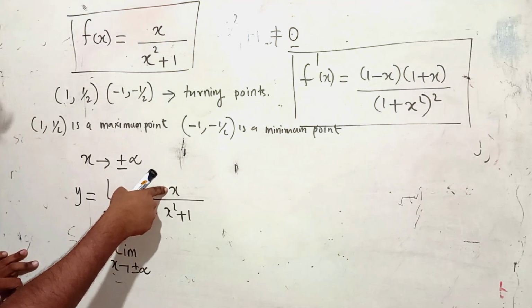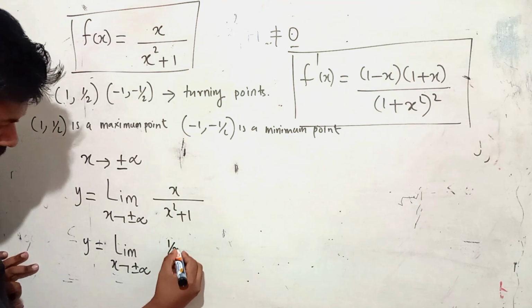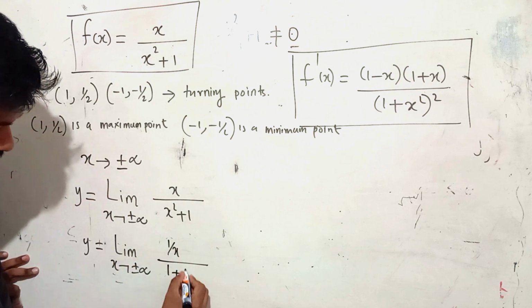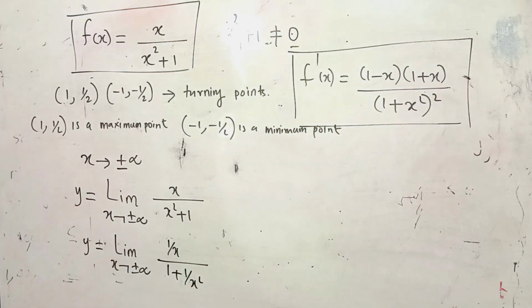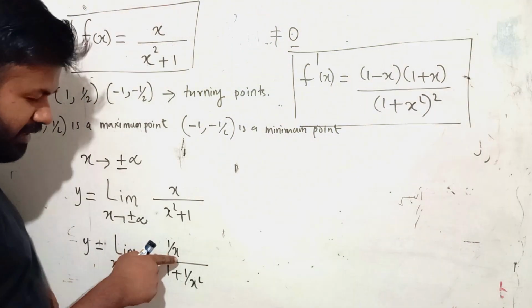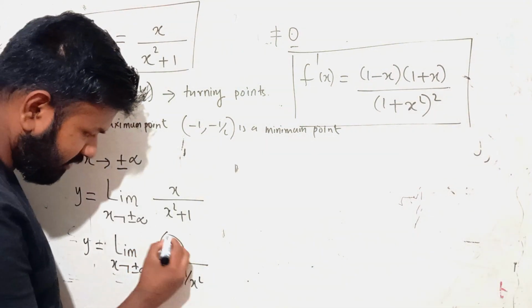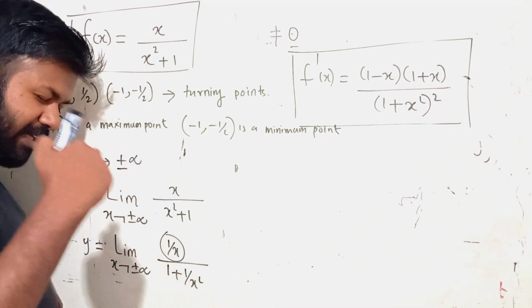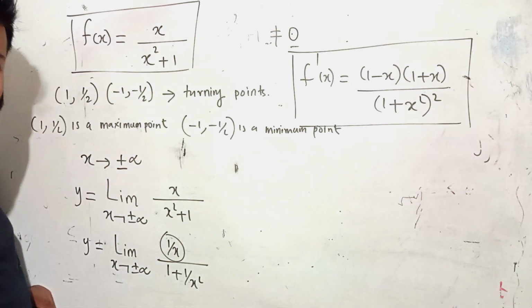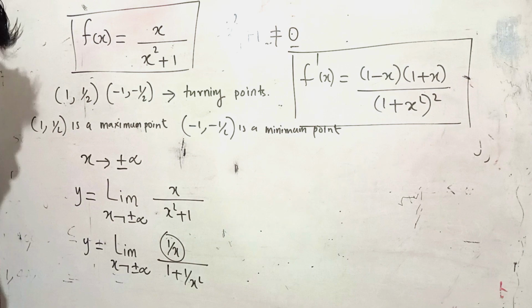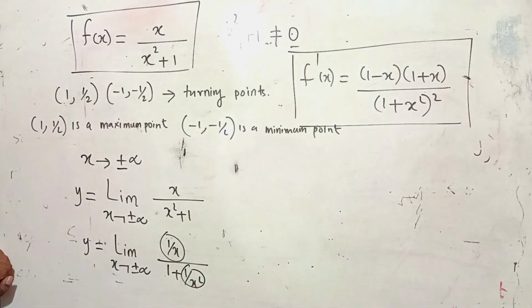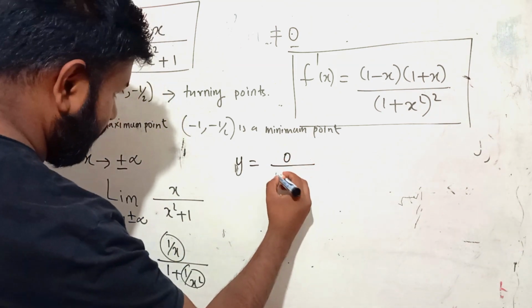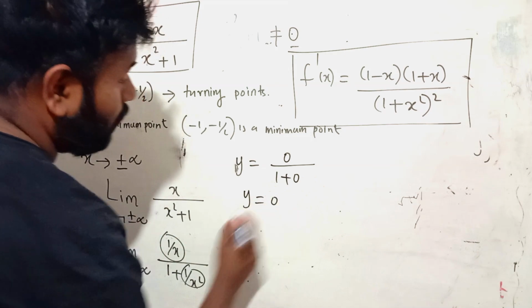If you divide x by x squared, it's going to be 1 over x. If you divide x squared by x squared, that's going to be equal to 1 plus 1 over x squared. Now you substitute infinity, whether positive infinity or negative infinity, and it will be 0. When x is infinity, x squared is definitely going to be infinity. The square of a very big number is going to be a huge number. So this is 0. If you continue, y is equal to 0 over 1 plus 0. So y is equal to 0.